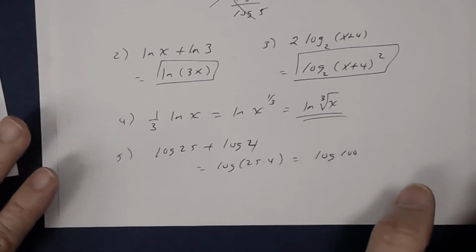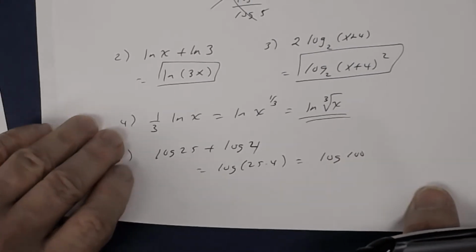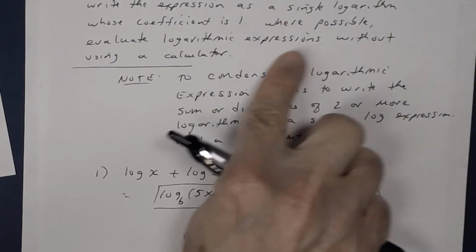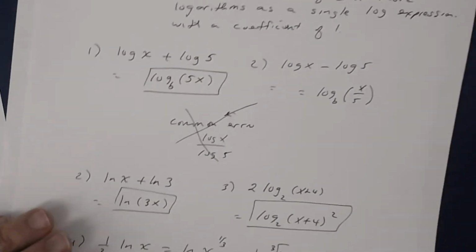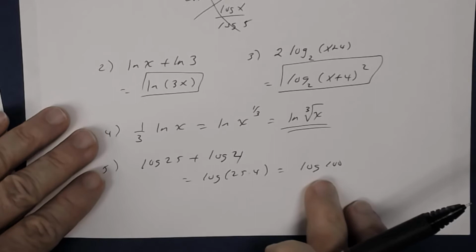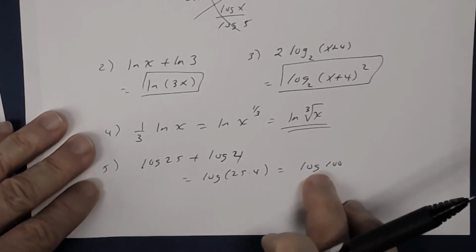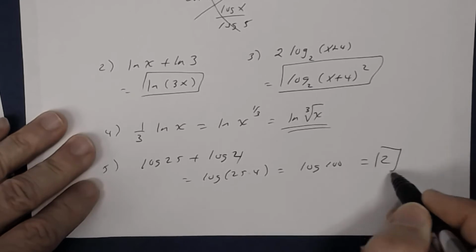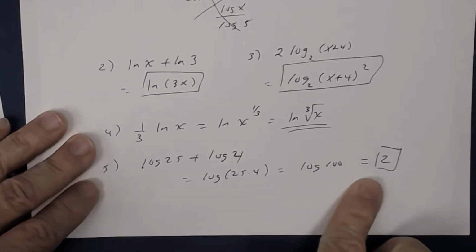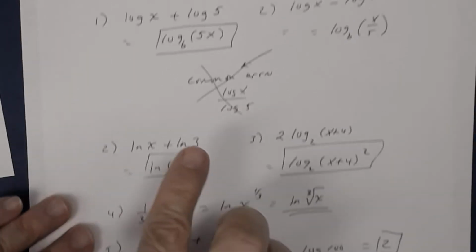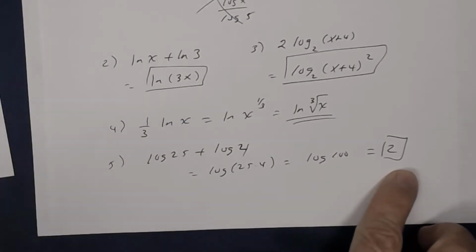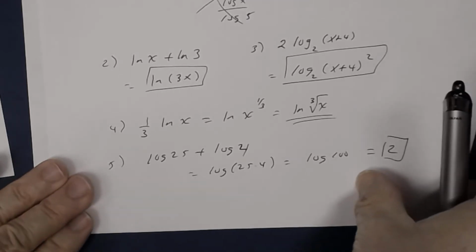Now remember, think about the log of 100. This says, where possible, evaluate. Can I go any further with this? Yes, you can, because that base is 10. 10 to what power is 100? 2. So the answer is 2. All right, don't leave it like this when you can go further, okay? So if you go back to all the other examples, we couldn't go any further. Now you're at a point where, oh, I can go further with this. All right, so that was number 5.